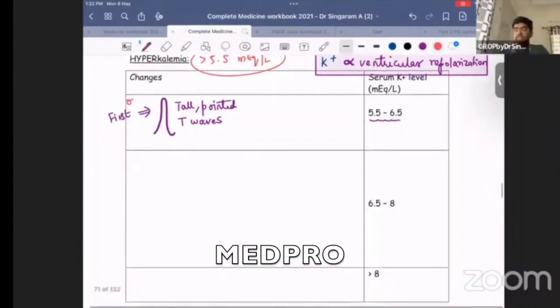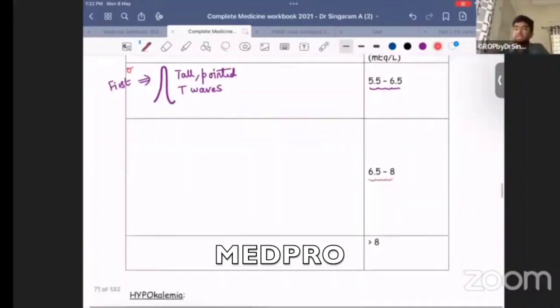What is the second set of changes? That will be for the next potassium level of 6.5 to 8. Any of you know what changes are going to occur next? These are all theoretical for you. The first thing only is the MCQ question. Even for an ECG question, they will put up this tall T wave and then ask you about the hyperkalemia part. Other things are more theoretical only. I'm just quickly going to tell you the next set of changes.